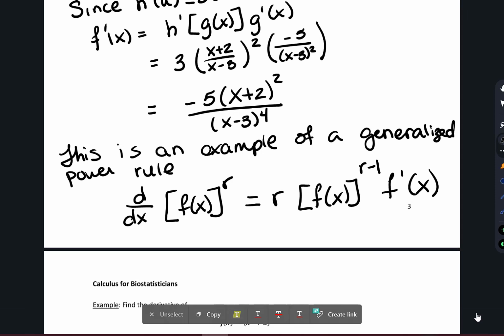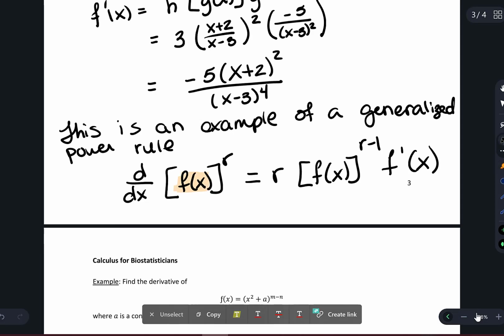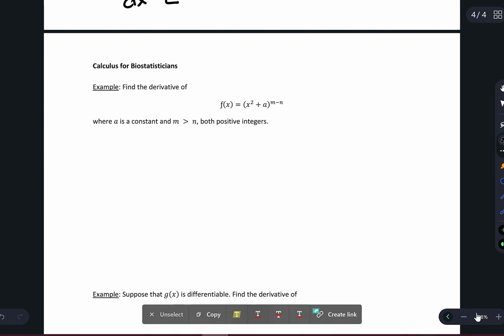So in other words, when we're looking at the power rule, instead of having just plain x here, we have f of x. So we're still applying the power rule where we bring the exponent out front and subtract 1 from the exponent, and we keep the inside the same, but we then have to multiply by the derivative of that inner function. So let's look at a couple of examples of how we could apply that generalized power rule.